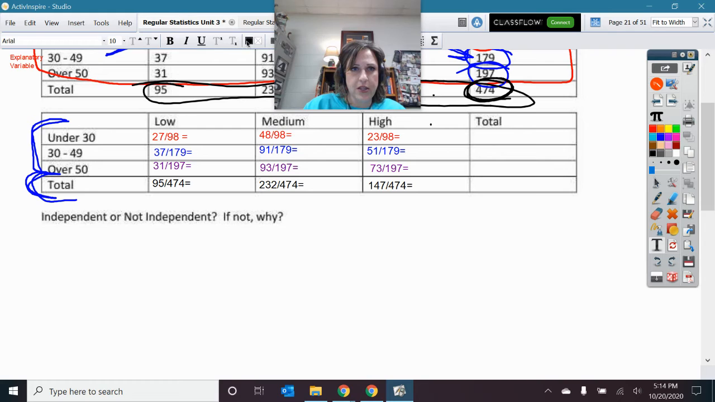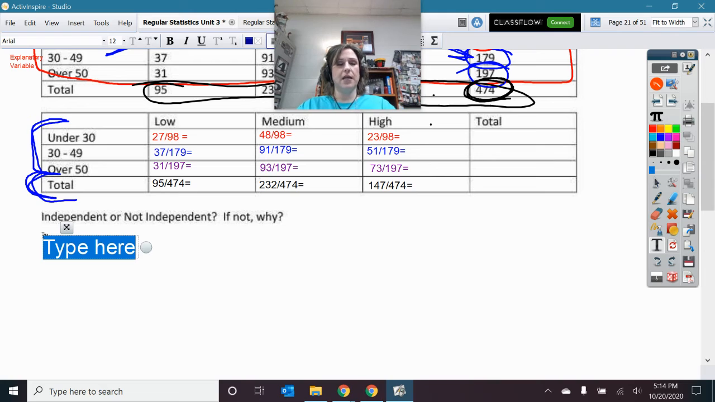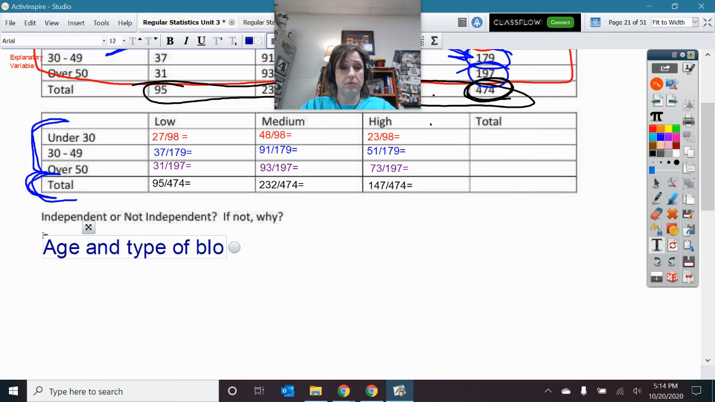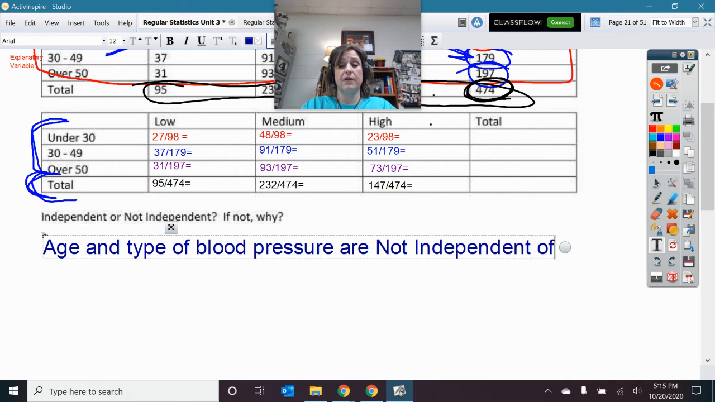I'm going to do this in a color we can see. And so, are they independent or not independent? What did we say? We said that age and type of blood pressure are not independent of each other.